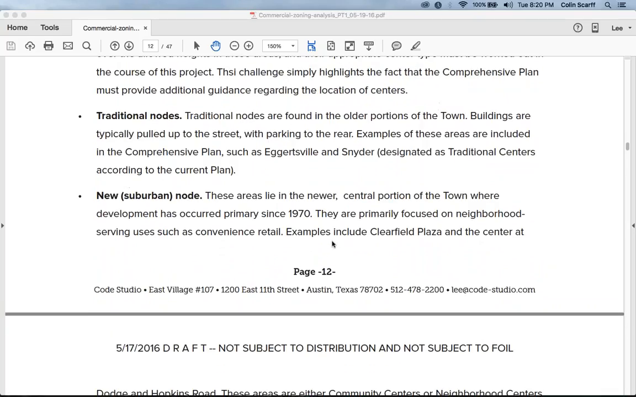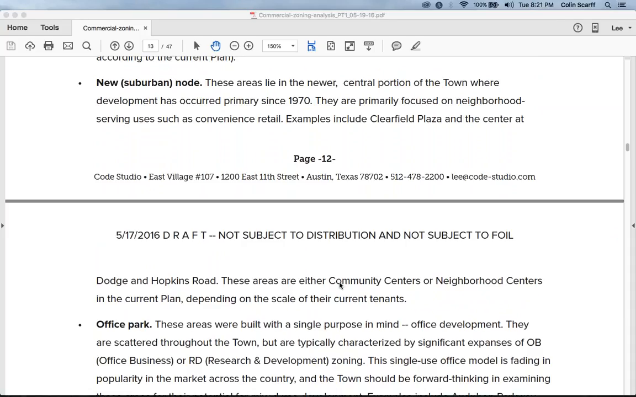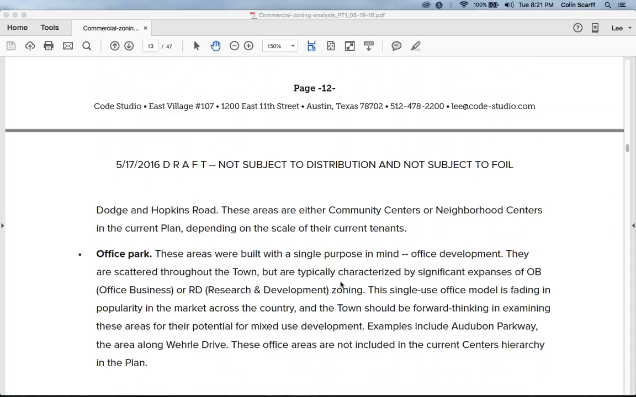I know you'll be looking at some of the newer suburban nodes and the likelihood of redevelopment or infill development in those areas, like Clearfield Plaza, the center at Dodge and Hopkins. Finally, hopefully you'll glance at an office park as you go by and think a little bit about whether future office parks on that sort of single-use model should continue to exist, or whether we should start to encourage mixed-use development in some of those office park locations. So that's a series of ideas we hope you'll be looking for as you're traveling around on your site visit.